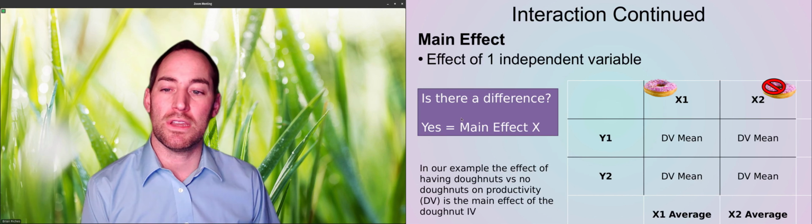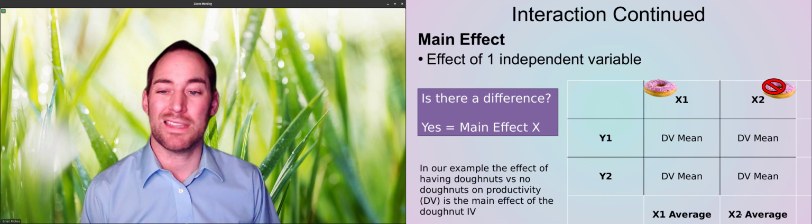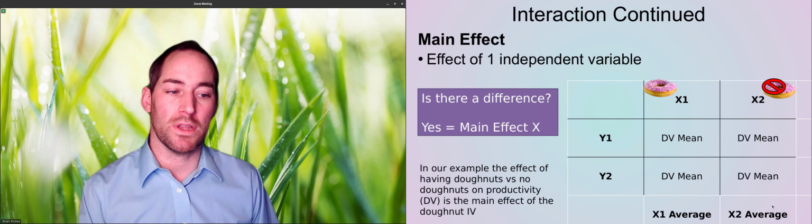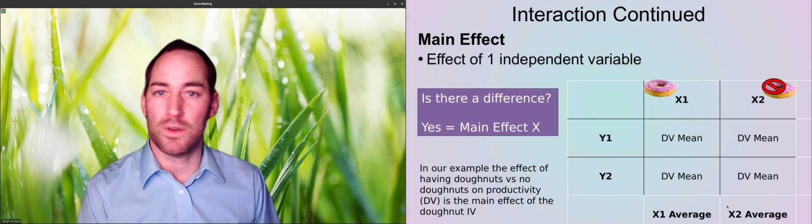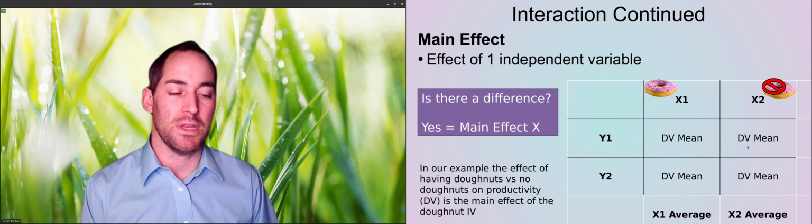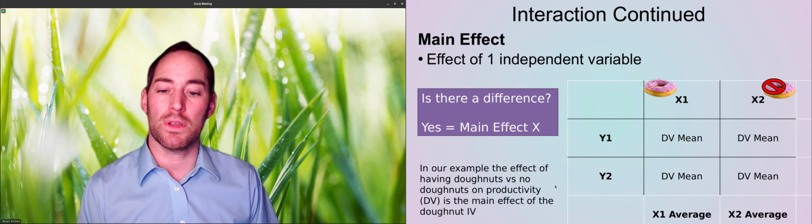So is there a difference here between donuts and no donuts? Then yes, that's kind of like a simple experiment, right? You're just comparing here donuts versus no donuts, and you don't care about the age. You get the mean here, you get the mean here, and you average those together for this. Get the mean here and the mean here, you average it together for this. In our example, the effect of having donuts versus no donuts on productivity.